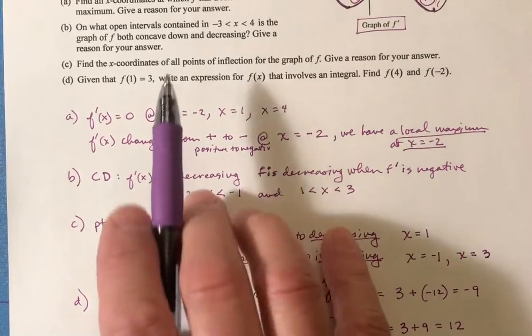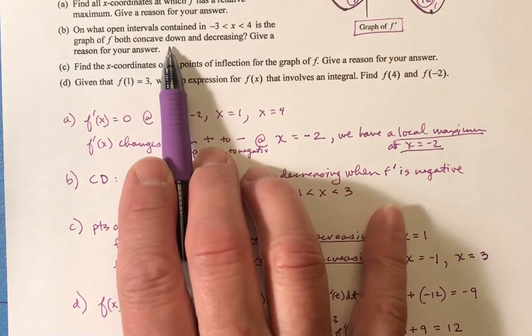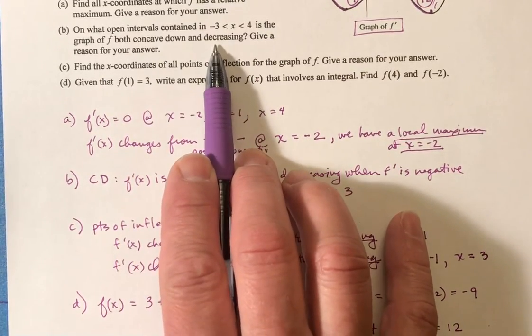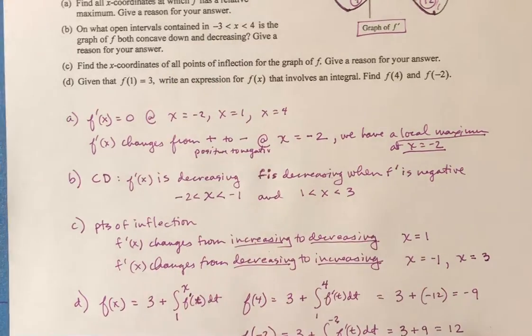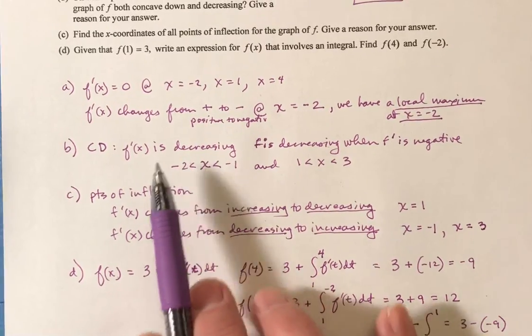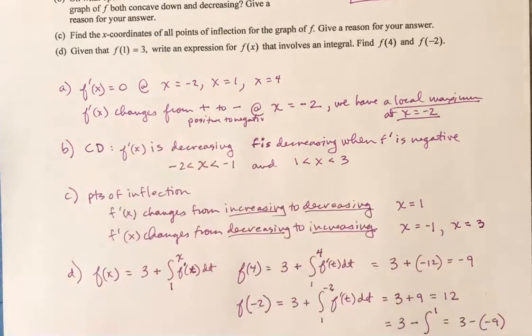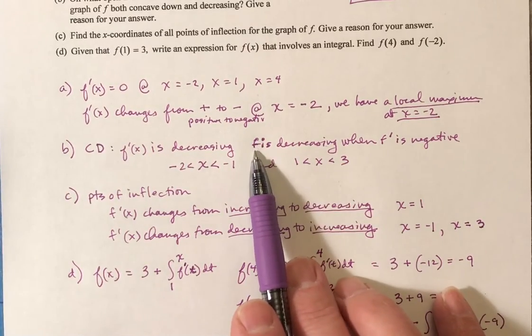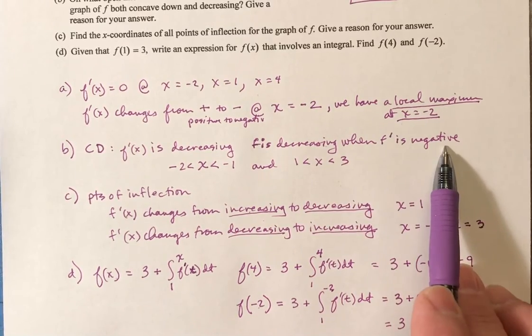In part B, we want to know where is f both concave down and decreasing. Where is it concave down and decreasing? So f prime is decreasing. F prime is decreasing. That will give us part of the answer. And where is f decreasing? That's going to be when f prime is negative.